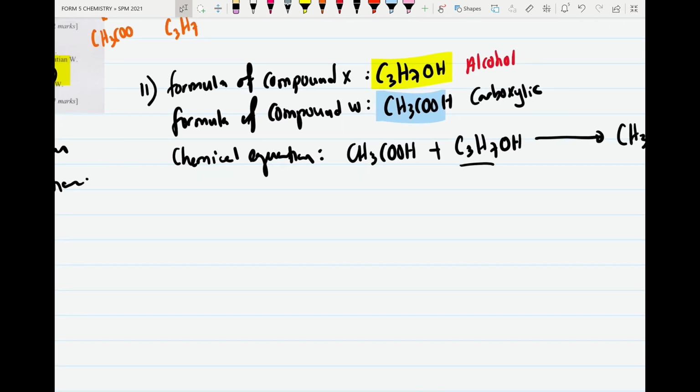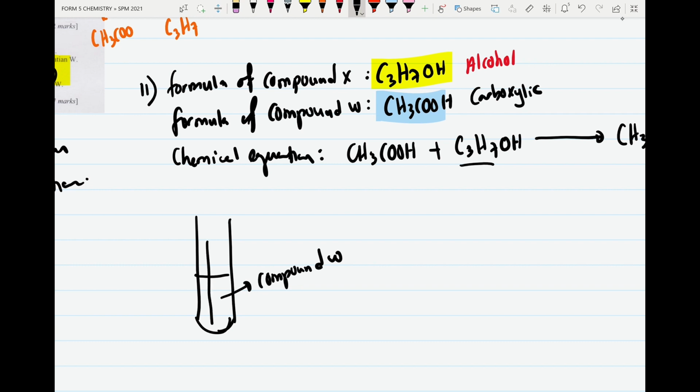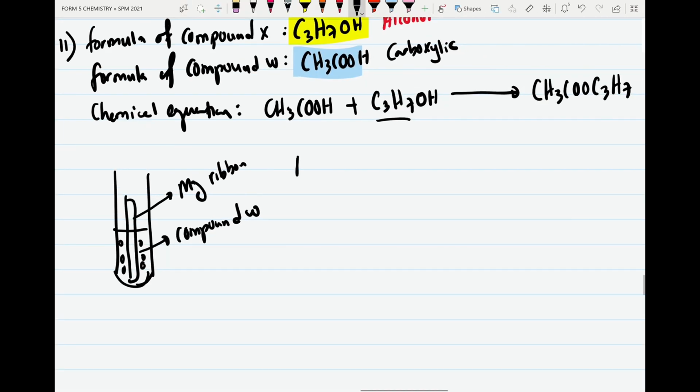They want us to differentiate between compound X and compound W. So we try to do what? We try to put compound W solution, and we try to put magnesium ribbon. So what will happen here? Colorless gas bubbles will be given off, and we repeat with compound X, there is no change. So we try to answer this question. All right, how to answer this question? We need to start to describe the procedure.